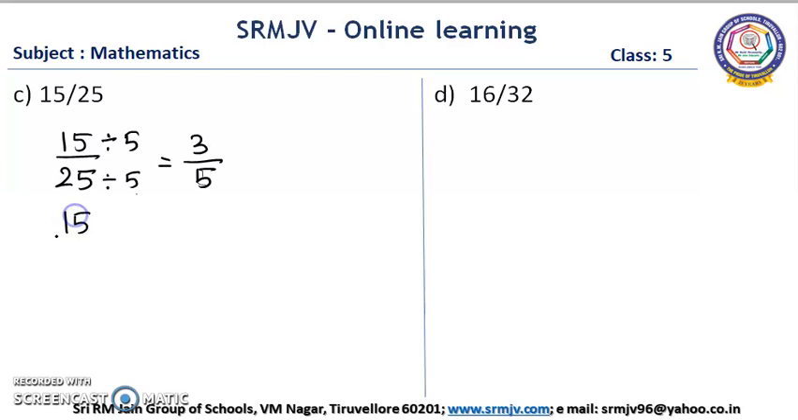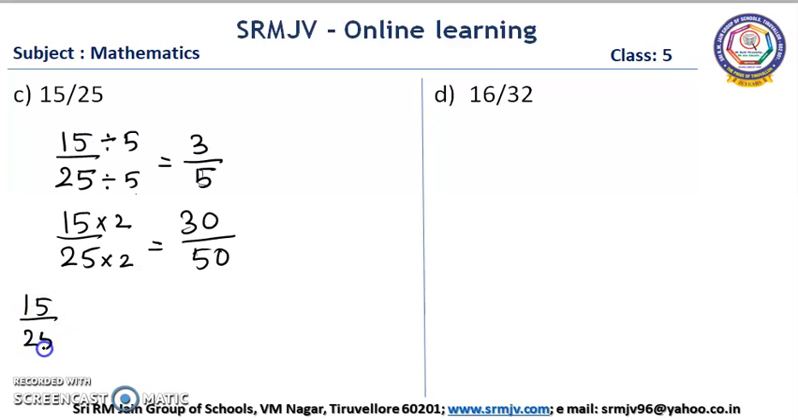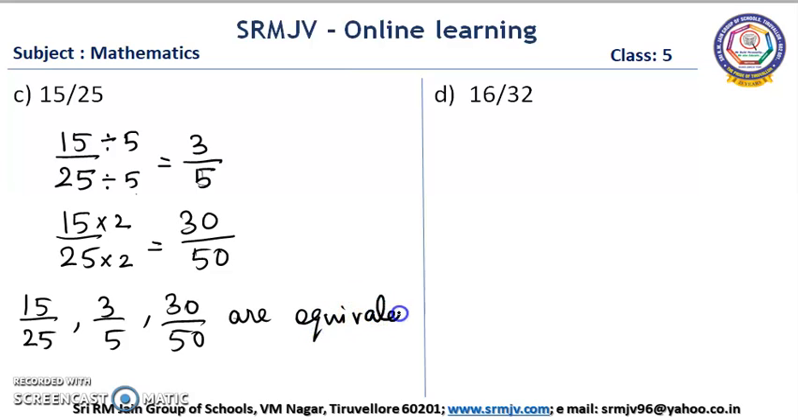To find the second equivalent fraction, I am going to multiply the numerator and denominator by 2. Now, 15 twos are 30, 25 twos are 50. So, 30 by 50 is the second equivalent fraction. So, 15 by 25, 3 by 5 and 30 by 50 are equivalent fractions. Is it clear, children? Okay.